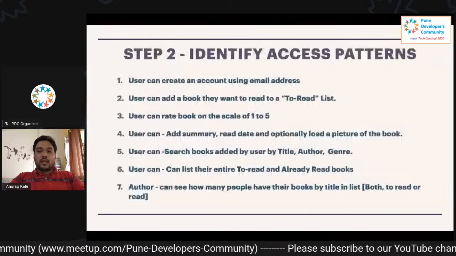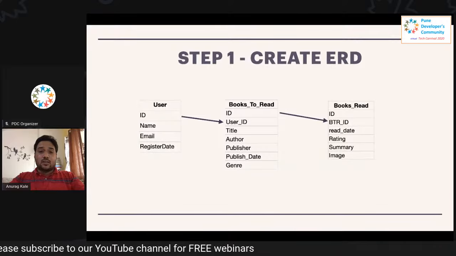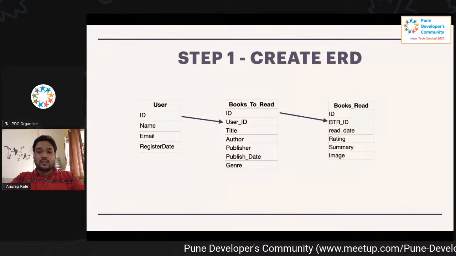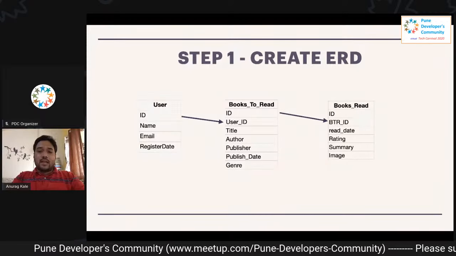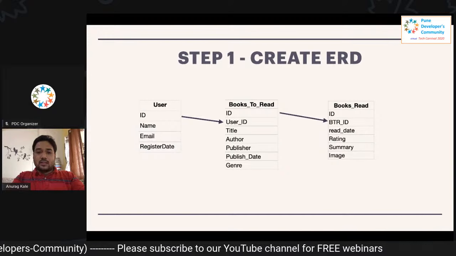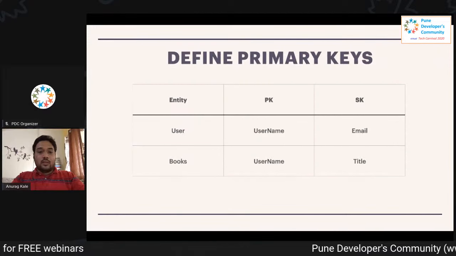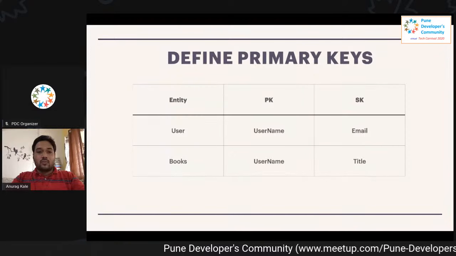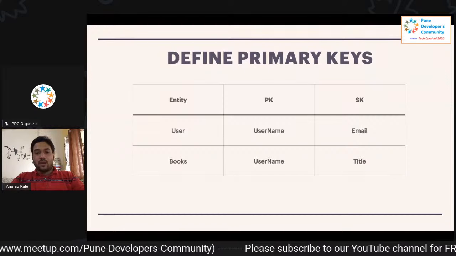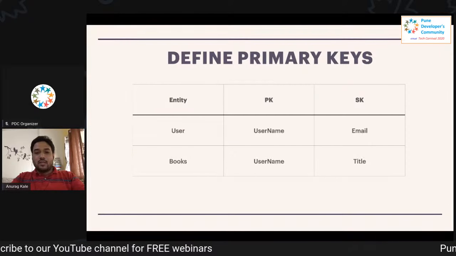So when I went through this entire process, there were these three entities. Now when I look at the relationship between book to read and book read, these are nothing but extra attributes that were generally not accommodated in the first table. That is something you cannot do in relational databases, but it is something you can do in DynamoDB. So here I have defined that there will be only two entities in my DynamoDB: user and books. For the user, my partition key is username and sort key is email. For books, my primary key is username and title.